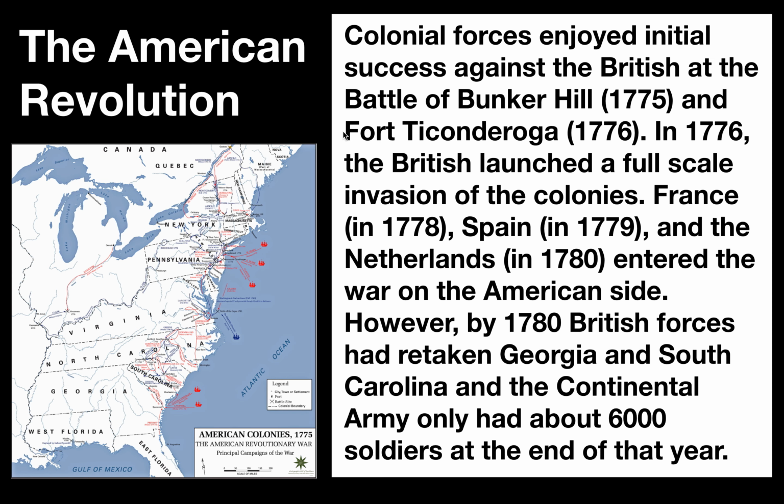But after the quick successes at the beginning, there's a full-scale invasion, and Britain starts to take back some of the territory they had lost at the beginning, and starts to win a bunch of battles. And by 1780, the American forces are down to only 6,000 soldiers. Right, they're running out of money. Their contracts are up. Their terms, the soldiers are leaving. General Washington doesn't know if his soldiers will be back after the winter.